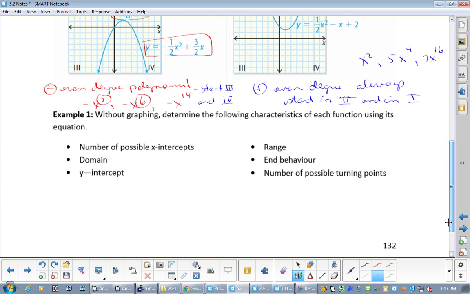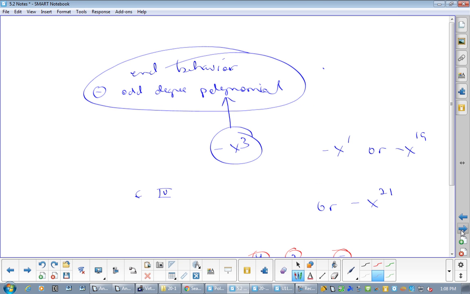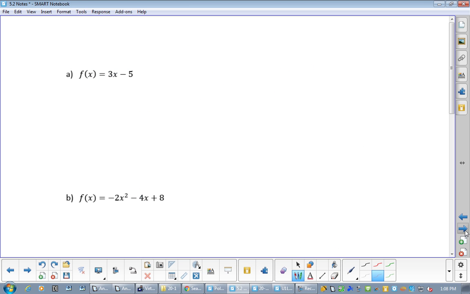Now, let's just, without graphing, determine the following characteristics of each function using the equation. Okay, and I think we need the equation from the next page. So here's all the things we're going to find: number of possible x-intercepts, domain, y-intercept, range, end behavior, a number of possible turning points. Lots to know.